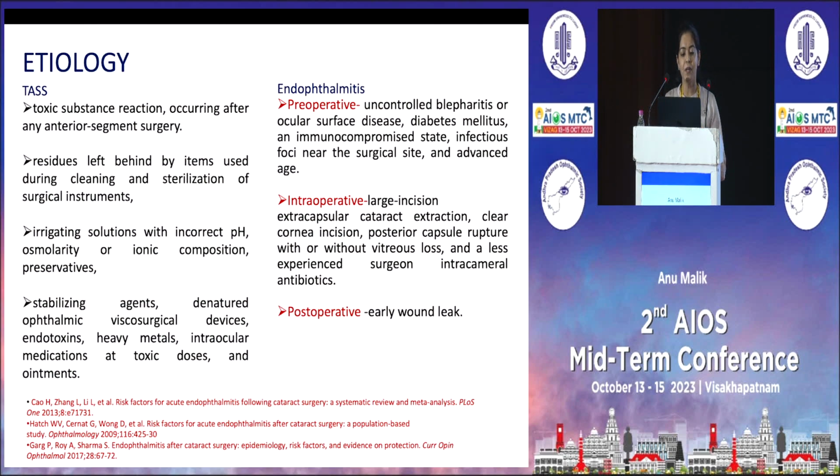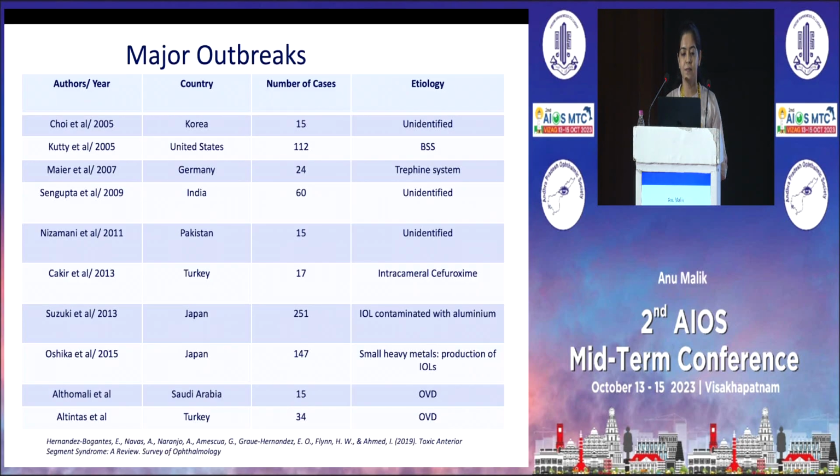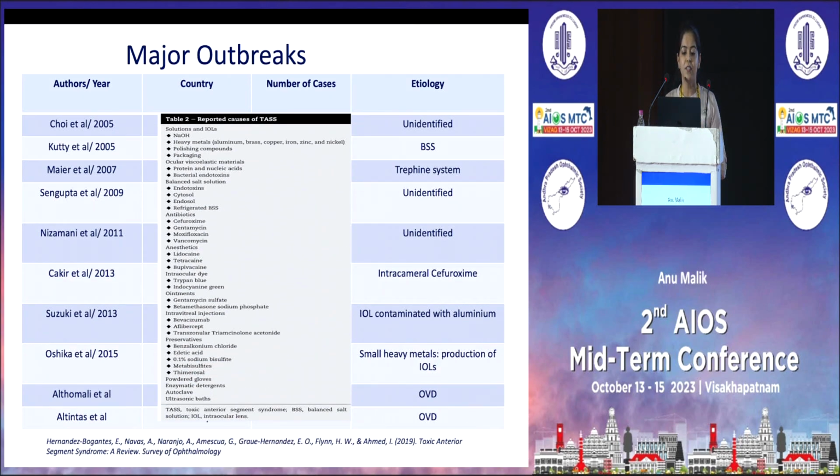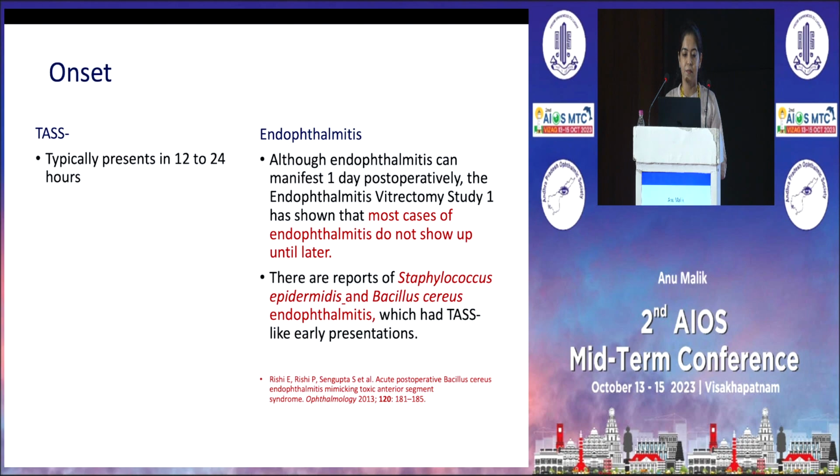Endophthalmitis can be due to preoperative, intraoperative, and postoperative causes. We have major outbreaks of TASS which have been reported worldwide. Various reported causes of TASS include solutions, IOLs, ocular viscoelastic materials, BSS, antibiotics, anesthetics, intraocular dyes, and so on. TASS usually presents in 12 to 24 hours, and endophthalmitis in most cases does not show up until later. Still, there are reports of Staph epidermidis and Bacillus cereus endophthalmitis, which have TASS-like early presentations.